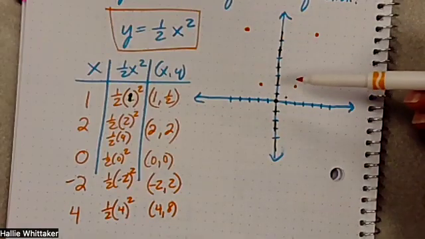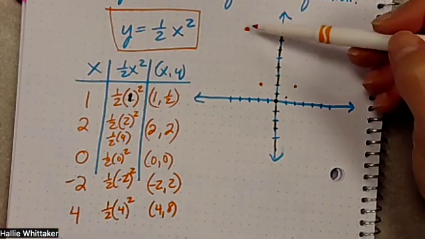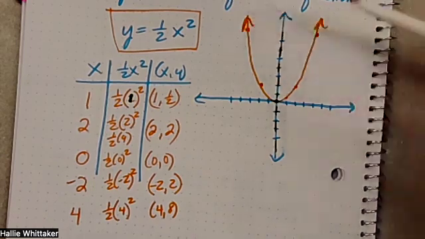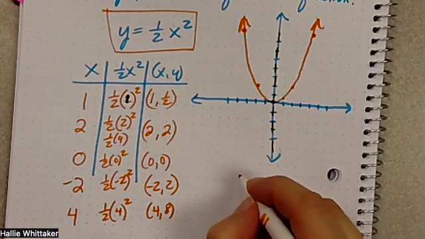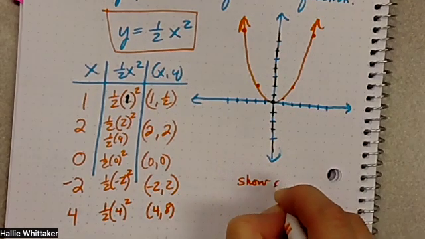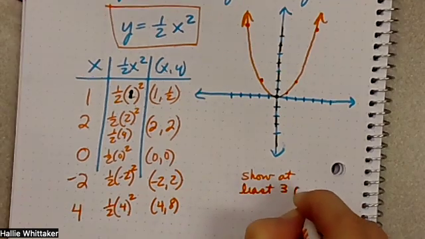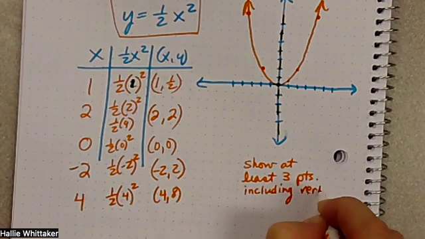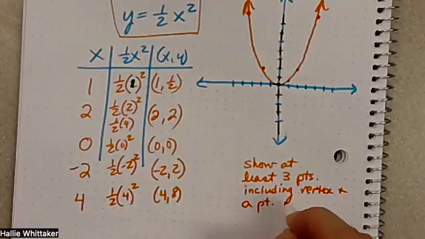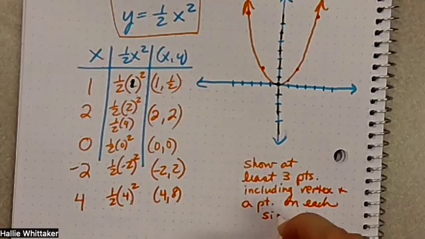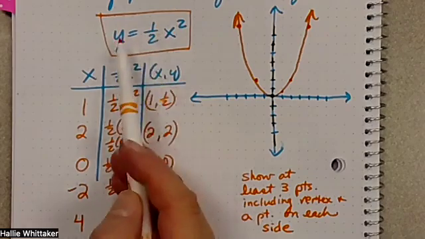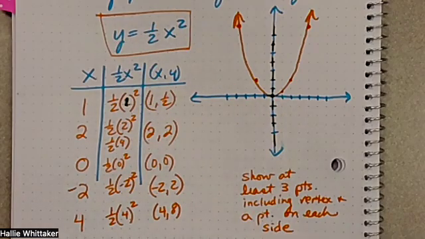Now, you don't have to give me this many. In your homework, if you give me 3 solid points, which shows the vertex and one on each side, I'm happy. So I'm going to put on here, show at least 3 points, including the vertex and a point on each side. And again, right now they're in this form and they're all going to be centered at the origin, so that shouldn't be too hard. Okay, y'all good on that one?